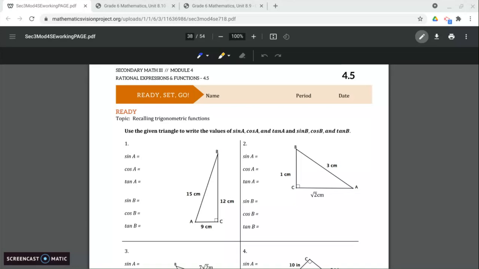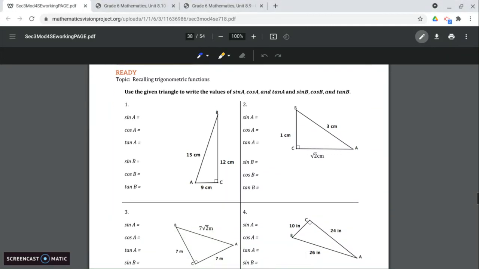What we're looking at here is trig functions. We did this last year. We want to write the values for sine A, cosine A, and so on. For sine A, remember we start from the angle. Sine is opposite over hypotenuse, so this would be 12 over 15. Cosine is adjacent over hypotenuse, so 9 over 15. And then tangent is opposite over adjacent, so 12 over 9.